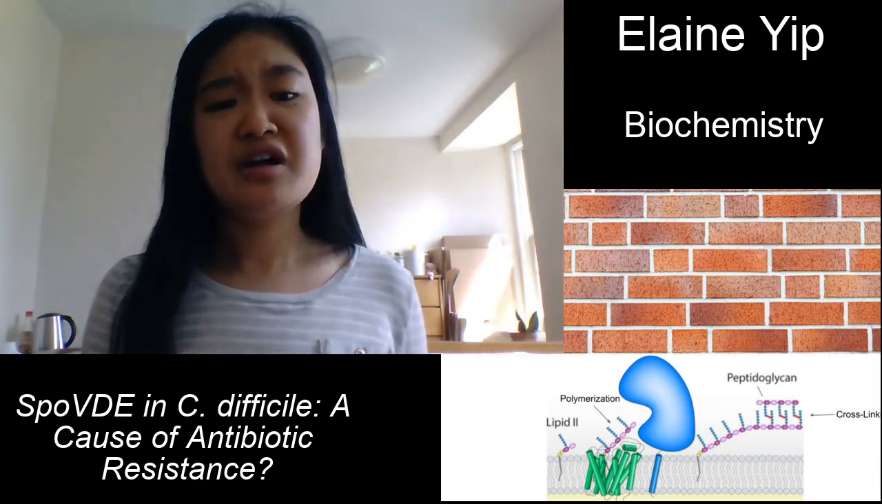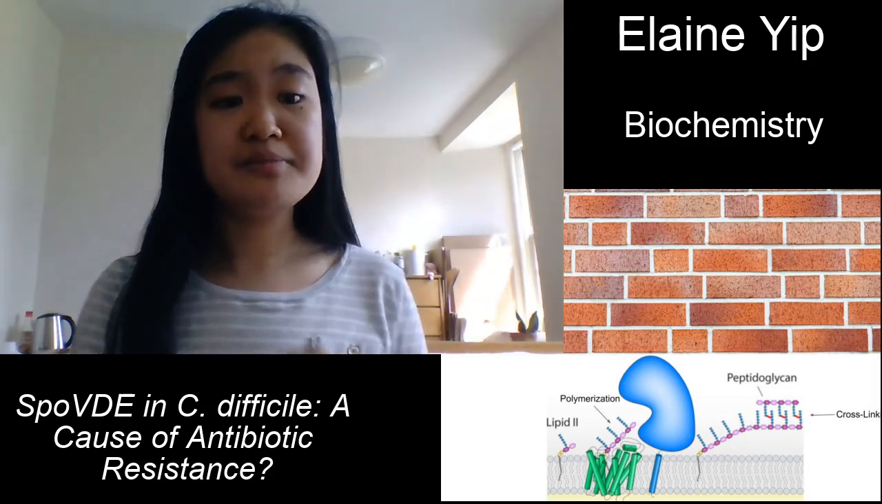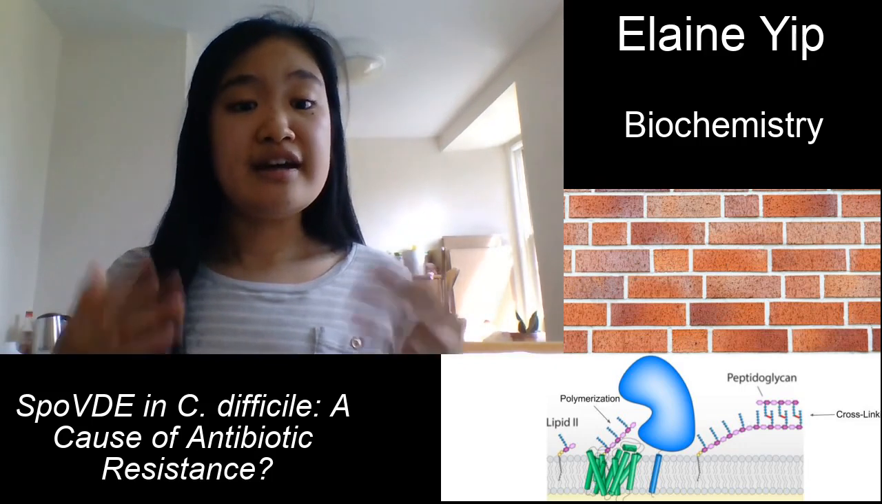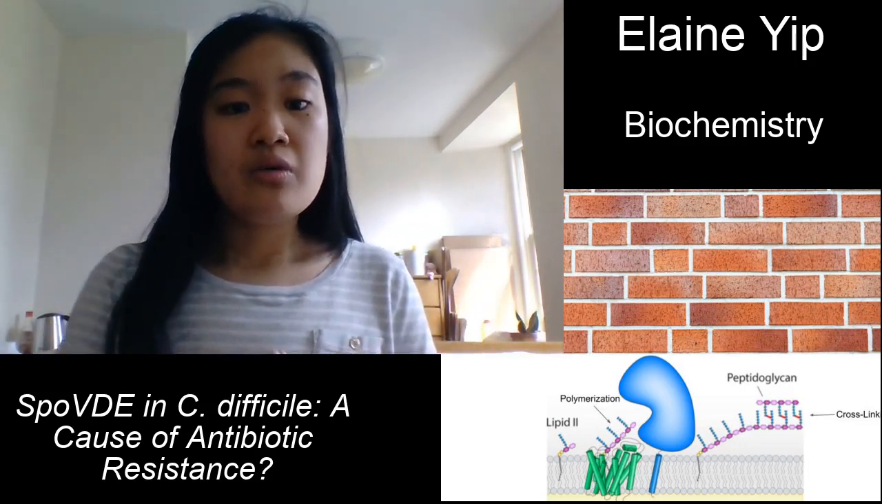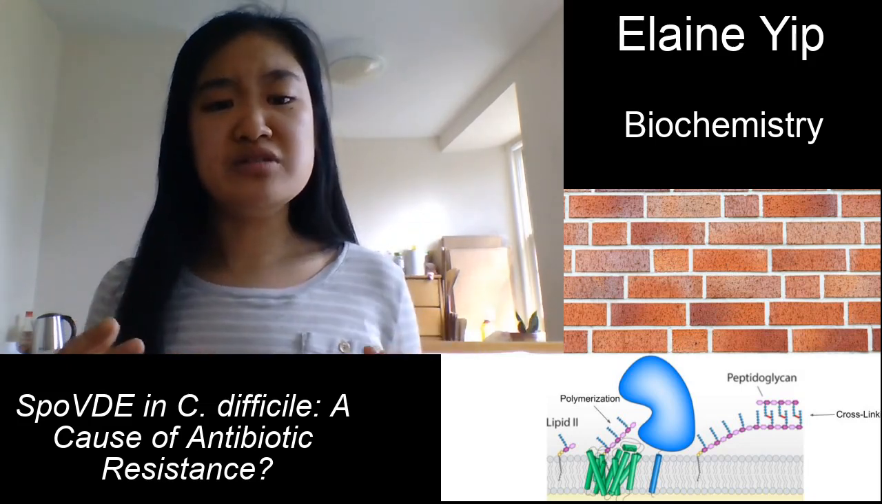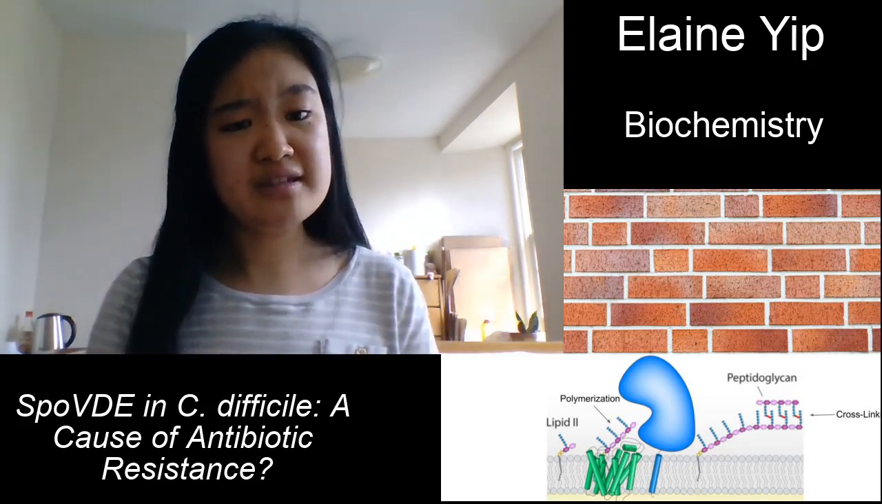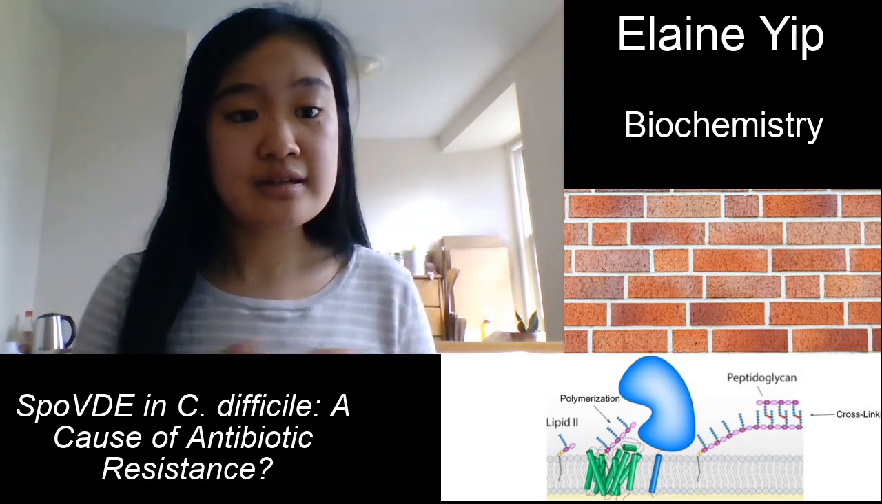In particular, I showed that this protein complex SpoVDE is able to polymerize lipid 2 molecules together. That is, they're able to complete that first step in building the cell wall. We're also able to show that SpoVDE can polymerize lipid 2 even in the presence of monoamicin. Now, that is why this research is significant.